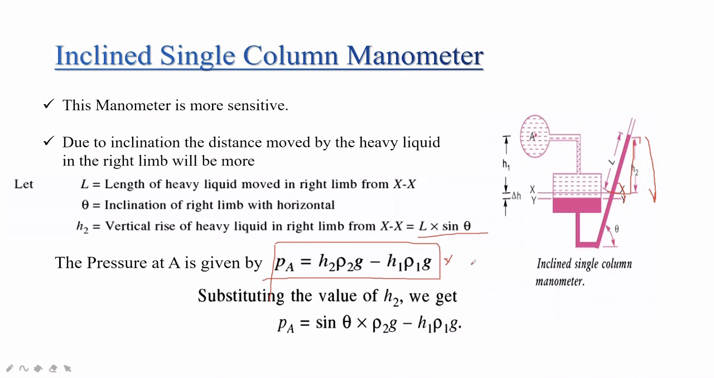So directly we will put PA is equal to L sine theta into rho 2 g minus h1 rho 1 g. In the place of h2 we just have to substitute L sine theta. Okay, now next we will go.